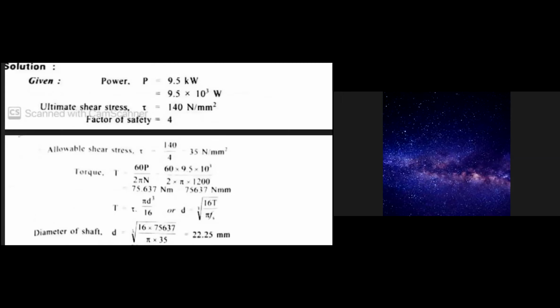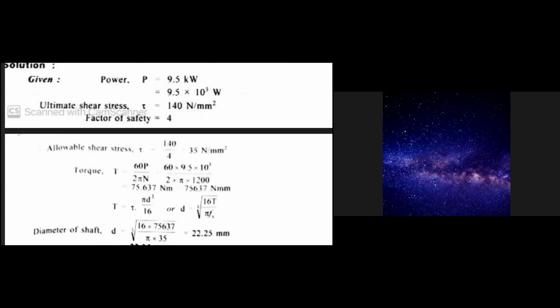So from the given power and speed, calculate the torque transmitted by the shaft. That is torque T is equal to 60P by 2 pi n. That is 60 into 9.5 into 1000 by 2 pi into 1200. So simplify, you will get 75.637 Newton meter, and convert that into Newton mm by multiplying by 1000.